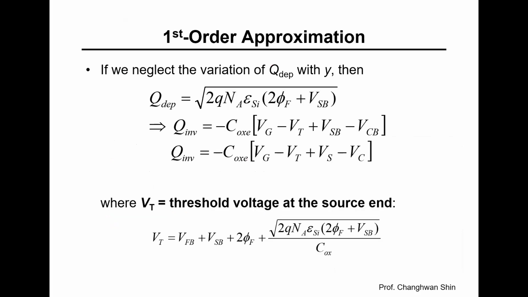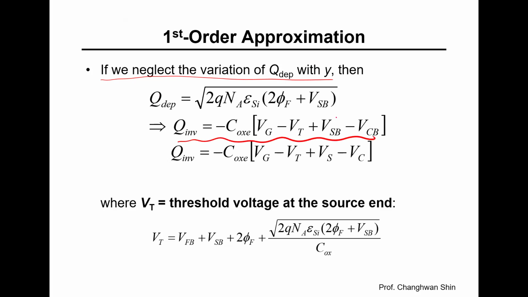Okay. So now let's move on to the first order approximation. To simplify our analysis of MOSFET behavior, we can make a first order approximation by neglecting the variation of the depletion charge Q sub dep with position along the channel, or with y. As long as we neglect the variation of Q sub dep with y, this gives us a more tractable expression for the inversion charge density as described here.